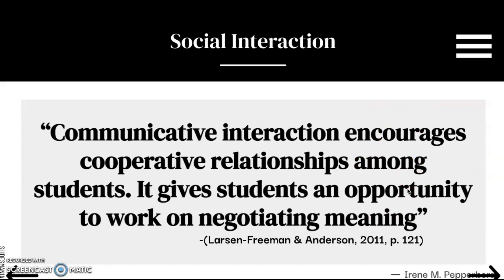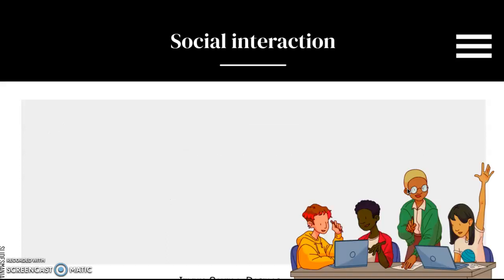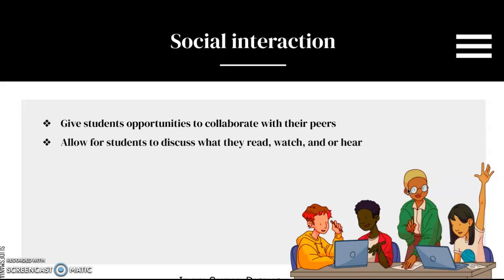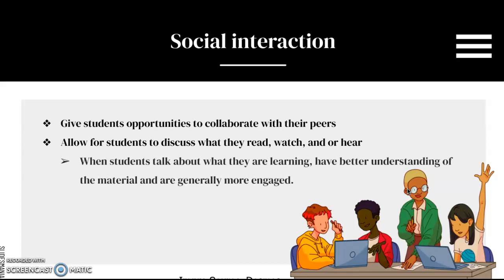So communicative interaction encourages cooperative relationships among students. It gives students an opportunity to work on negotiating meanings. There's a lot of research that shows this is true. So ways to promote social interaction, this is like from a sociocultural lens as well, is to give students opportunities to collaborate with their peers. That can be done through discussions, discussing what they read, what they watched, what they heard.